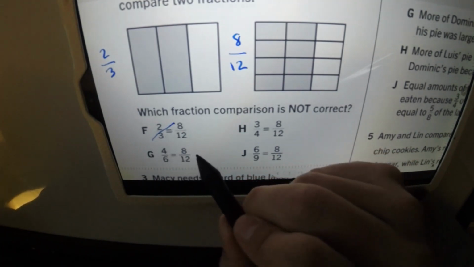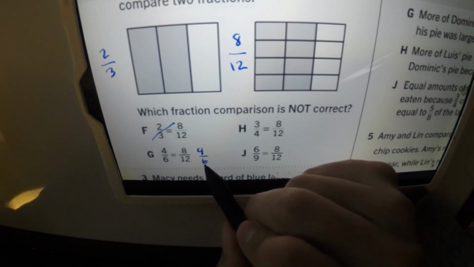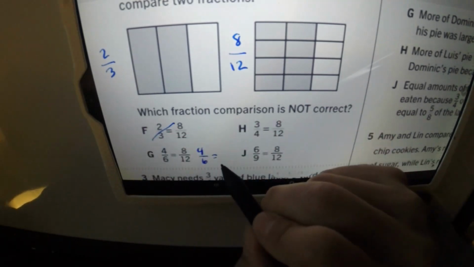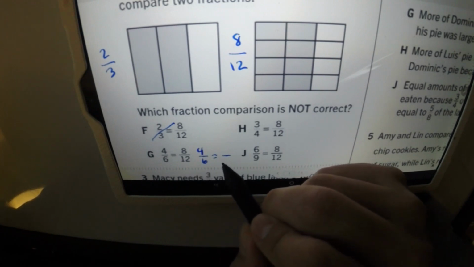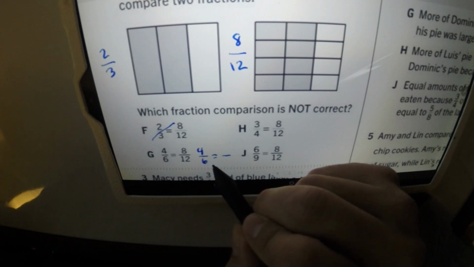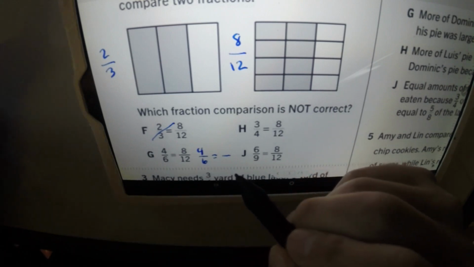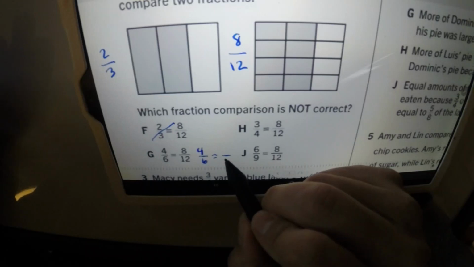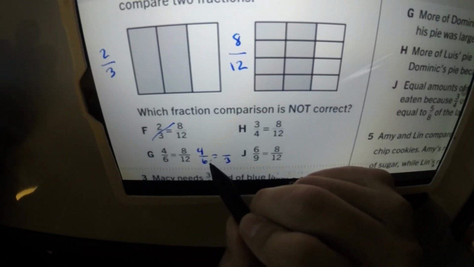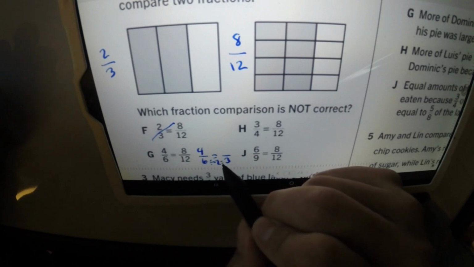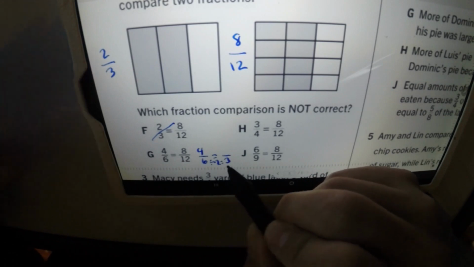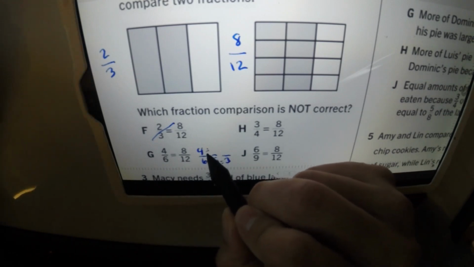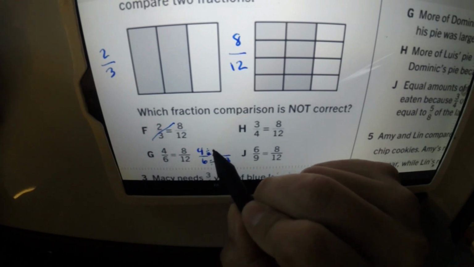4/6 is equal to 8/12. So let's see if we can get 4/6 equal to that. So we're going to divide this by 2, right? The numerator and the denominator, we're going to divide by 2 to get to an answer we can work with. So 6 divided by 2. How many 3's are in 6? 3, 6. That's 2. So 6 divided by 2 equals 3. So we're going to do the same thing to the top number. 4 divided by 2 equals what?